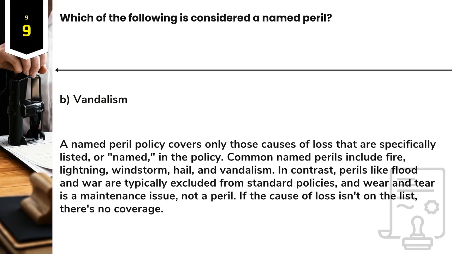Answer: B. Vandalism. A named peril policy covers only those causes of loss that are specifically listed, or named, in the policy. Common named perils include fire, lightning, windstorm, hail, and vandalism. In contrast, perils like flood and war are typically excluded from standard policies, and wear and tear is a maintenance issue, not a peril. If the cause of loss isn't on the list, there's no coverage.